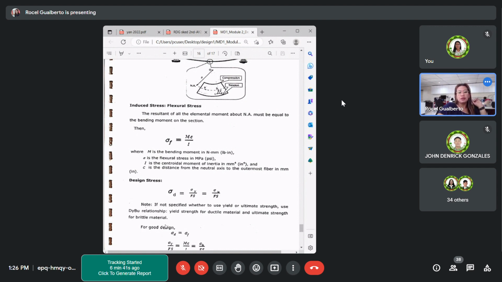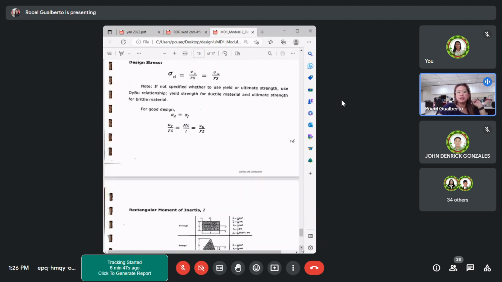Considering that now, your design stress, sigma D, is to be equated to your flexural stress. So induced and design stress, i-equate po natin. Sigma D is equal to sigma F, and sigma F is equal to MC over I, whereas your sigma D can be sigma Y over factor of safety or sigma U over factor of safety, dependent upon the basis of design. Ganyan lang po natin i-design ang members under pure bending.